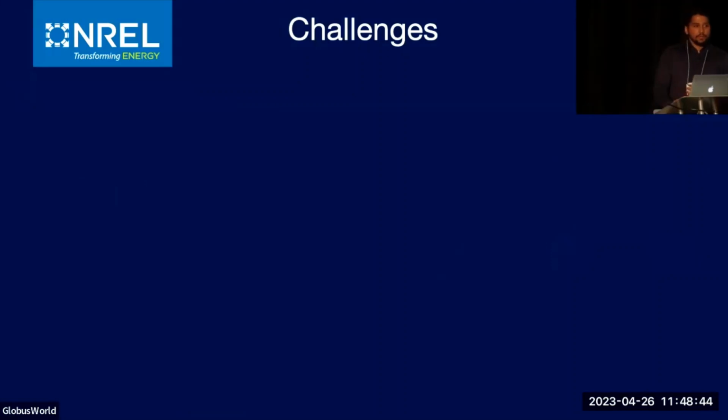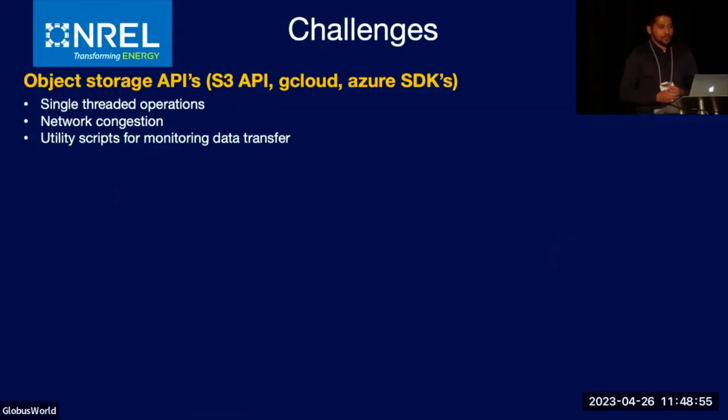Now I'll discuss some of the challenges and also briefly touch on the alternate data transfer methods that researchers at NREL are using today. Ideally, when you are transferring data to the cloud, you will most likely be using the cloud provider's object storage APIs. That could be your S3 APIs, your gcloud clients, or even your Azure SDKs.